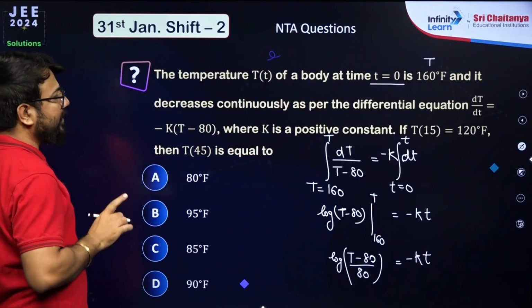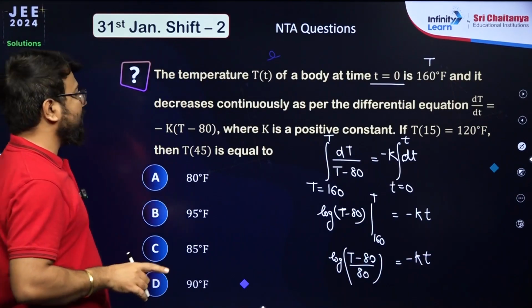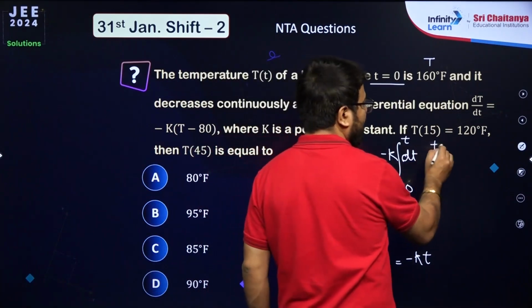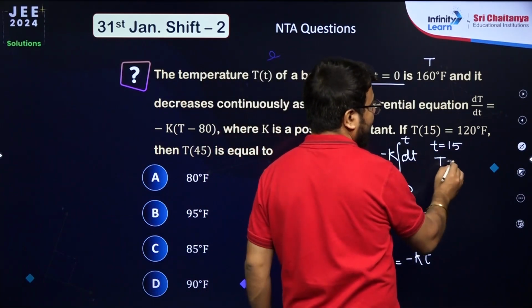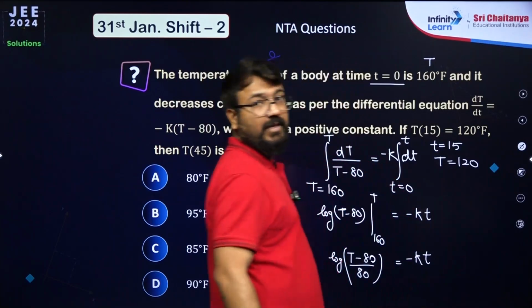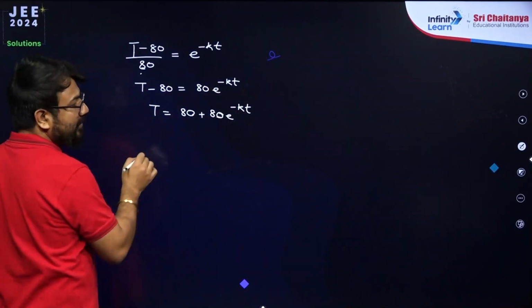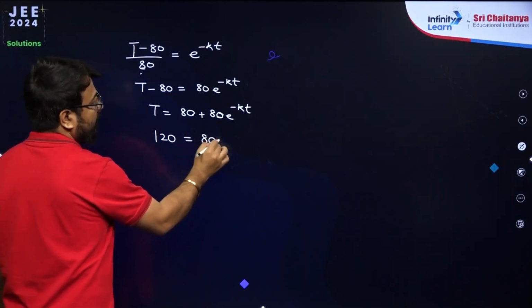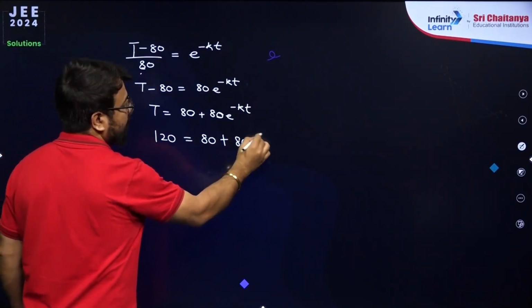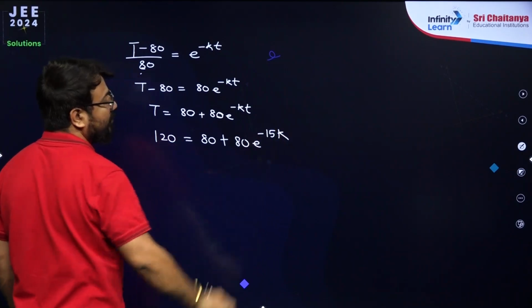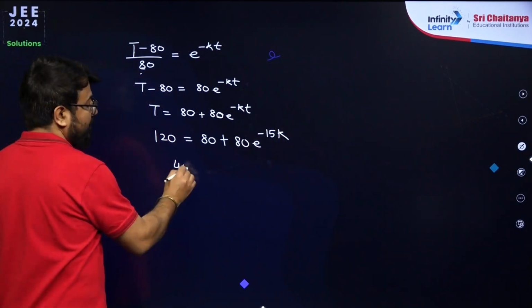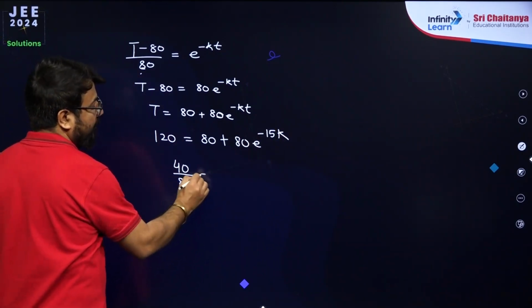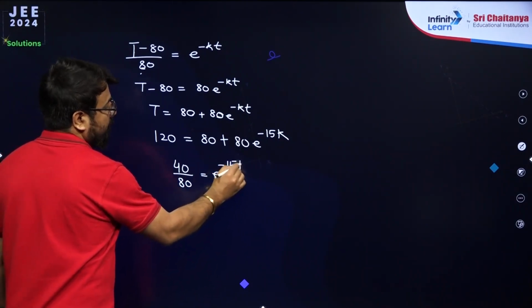Alright, now they have given one piece of information: if t equals 15, then capital T is 120. Let us put this value. t as 15, capital T will be 120. I got the value of this expression, e raised to the power minus 15k. So this becomes 40 over 80, half.